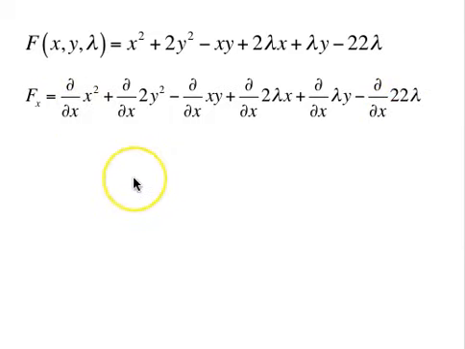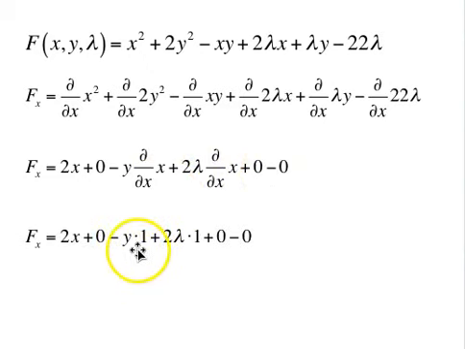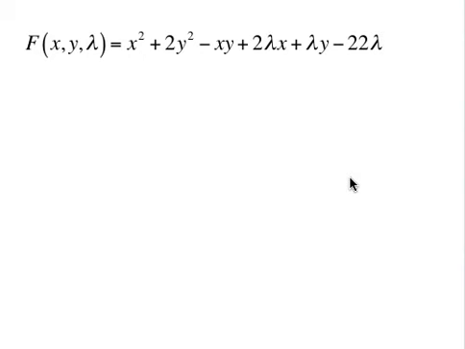This first piece, partial of x squared, of course, is just 2x, because all it is a function of x. There's the 0. Here, let's pull the y out in front, times the partial with respect to x of x. Let's pull the 2 lambda out, since that's perceived as a constant. 2 lambda partial of x, plus 0, no x's, plus 0, no x's. Partial of x is just 1. So we get 2x plus 0 minus y times 1, plus 2 lambda times 1, plus 0 minus 0. So there's our partial derivative of capital F with respect to x. We're going to do the same thing for y and for lambda.